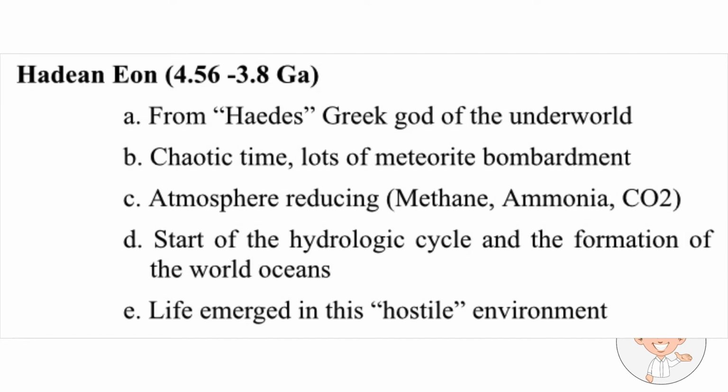Okay. Next, we have the Hadean Aeon. It is from 4.56 billion to 3.8 billion years. The name came from Hades, the Greek god of the underworld. So this is a chaotic time. There are lots of meteorite bombardments. The atmosphere was reducing, with methane, ammonia, and carbon dioxide. It was the start of the hydrological cycle and the formation of the world oceans, and then life emerged in this hostile environment.